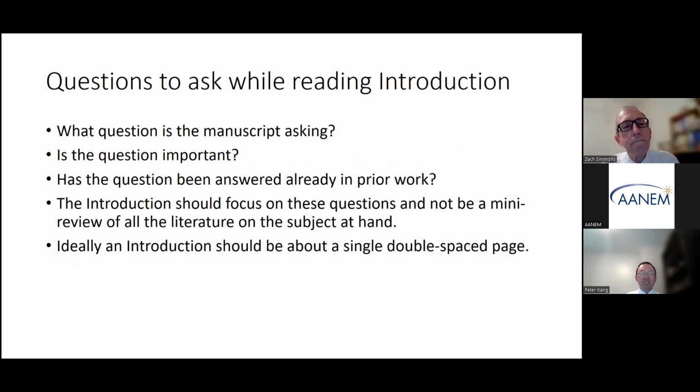What about when you're reading the introduction? You want to ask, what question is the manuscript asking? The manuscript should be asking a question, and then is the question important to the field? And what is the background in terms of the other literature? Has it already been answered in prior work? The introduction should be relatively succinct, ideally about a single double-spaced page plus or minus, and this isn't rigid or anything like that, but a single double-spaced page for a lot of manuscripts is enough to answer these questions.